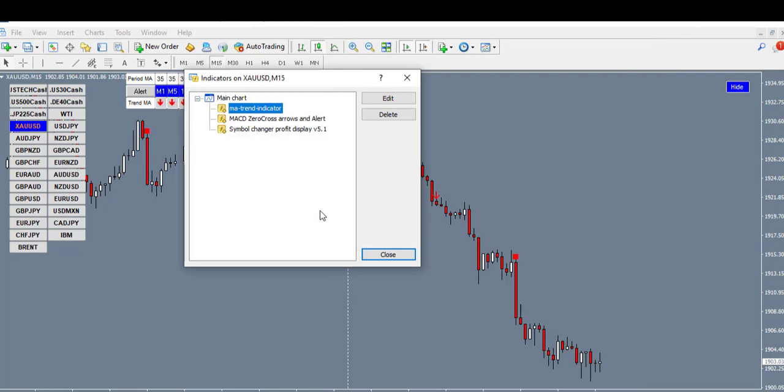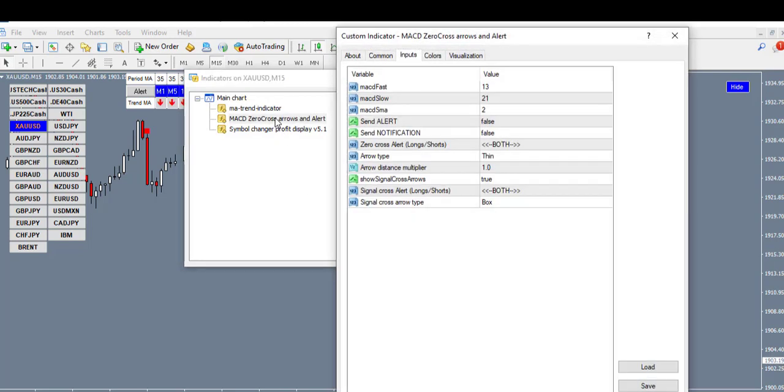And the second indicator here is MACD 0 cross indicator. Here is the setting. MACD fast is 13, MACD slow is 21, and MACD SMA is 2. So if you want the alert, you can turn it on. Arrow distance multiplier is 1, then signal cross arrow, and that's the arrow you have.